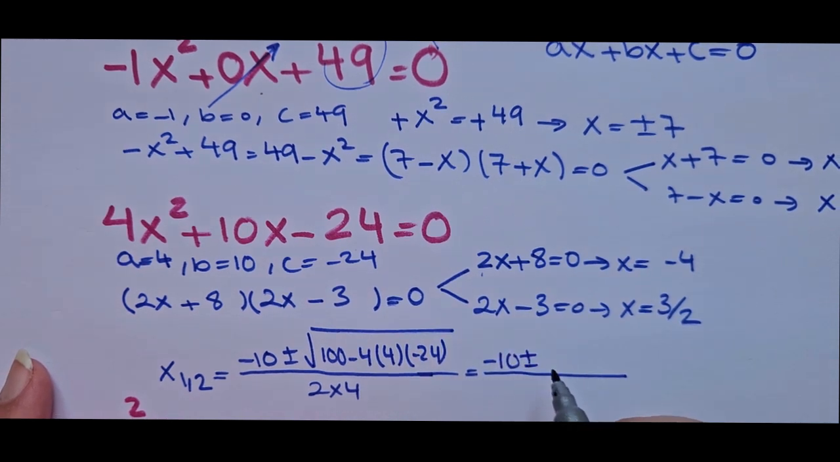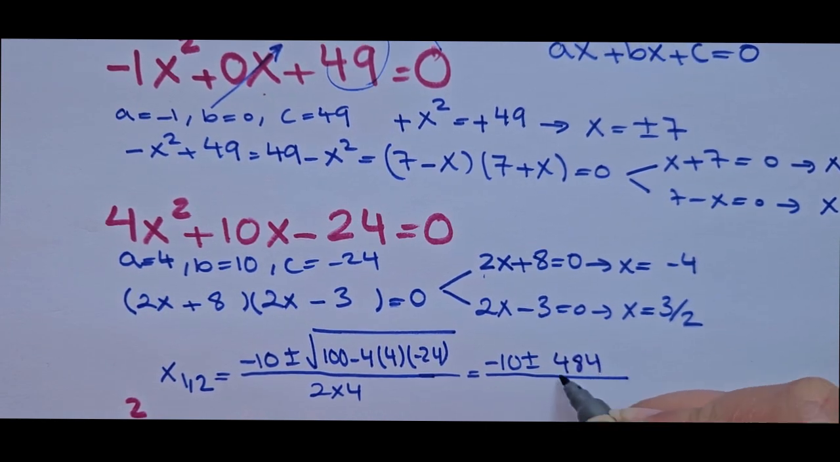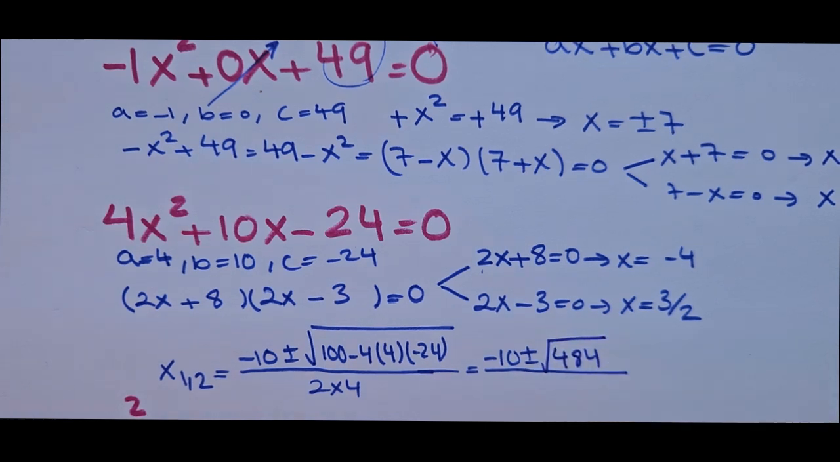Negative 10 plus and minus. So under the square root, it's 100 plus 16 multiplied by 24. So the answer would be 484, and then the square root would be 22, okay? So here I have 8.